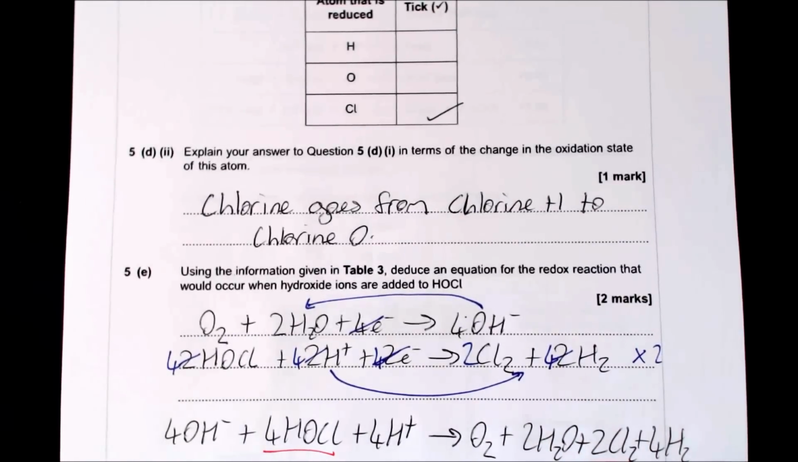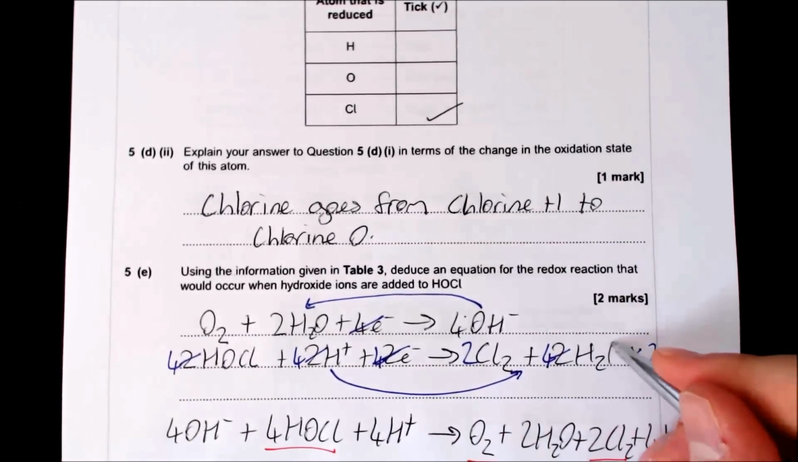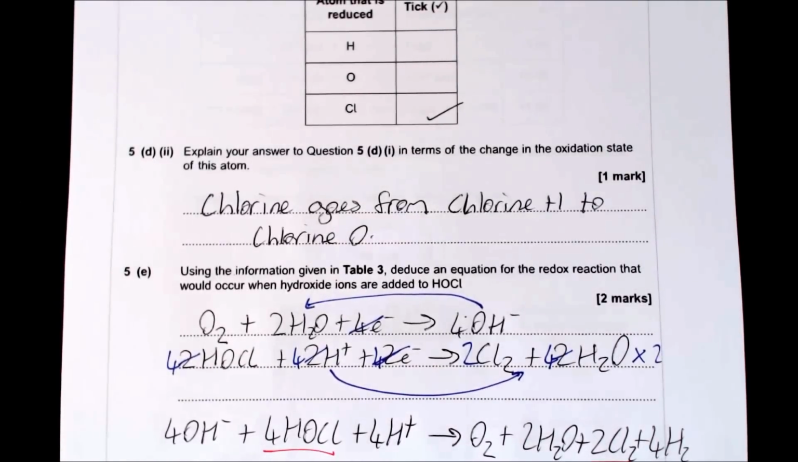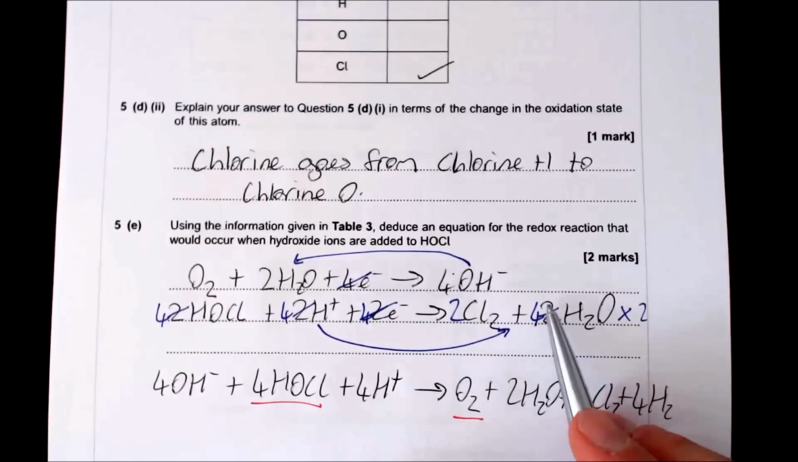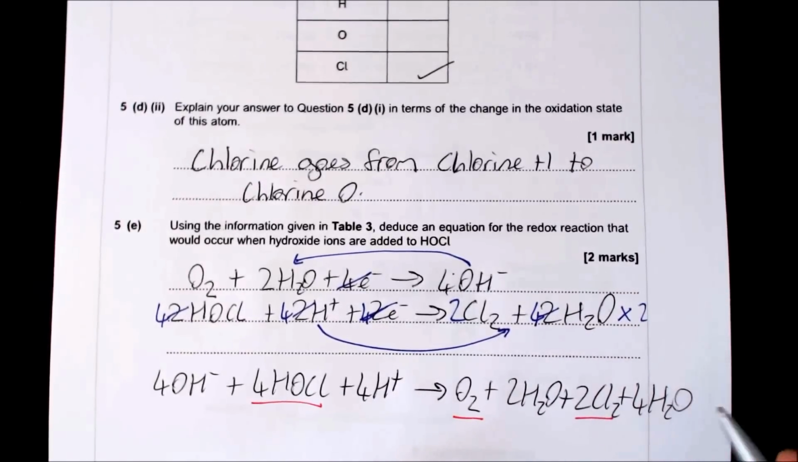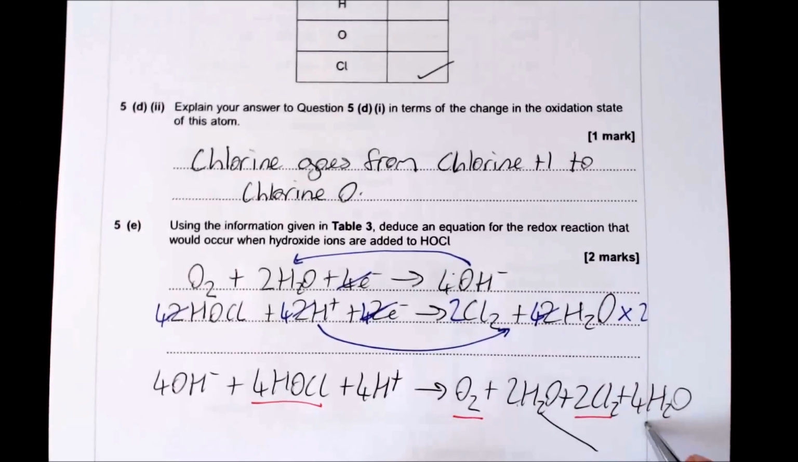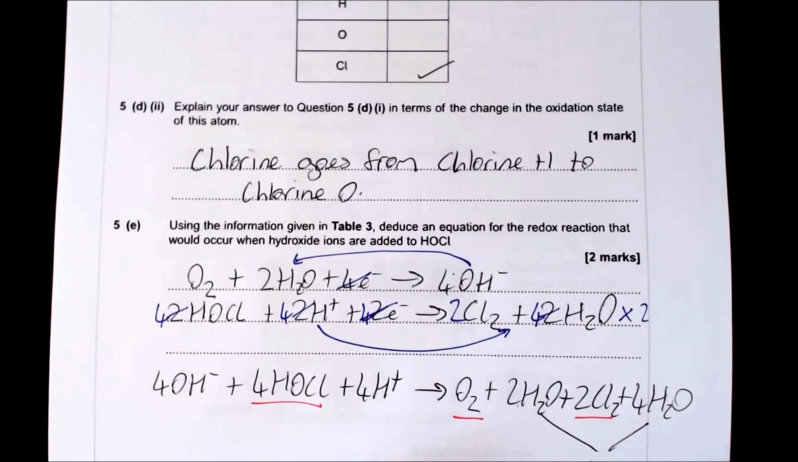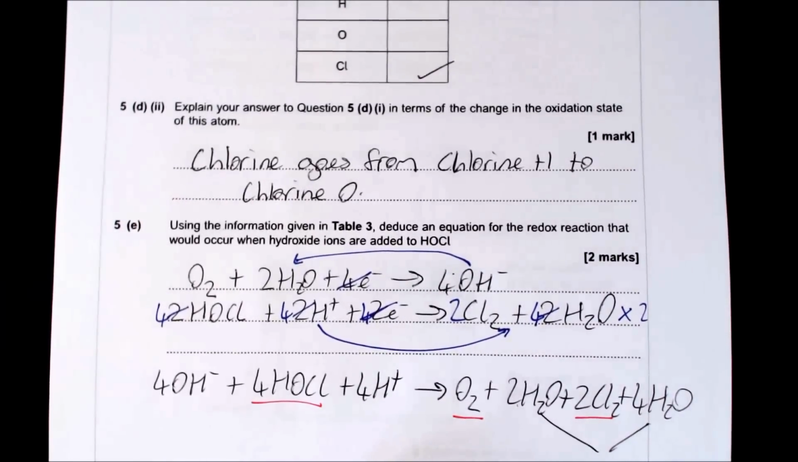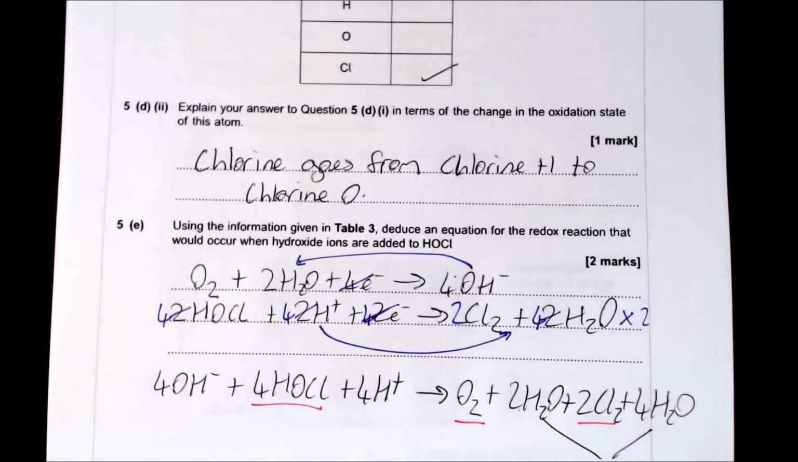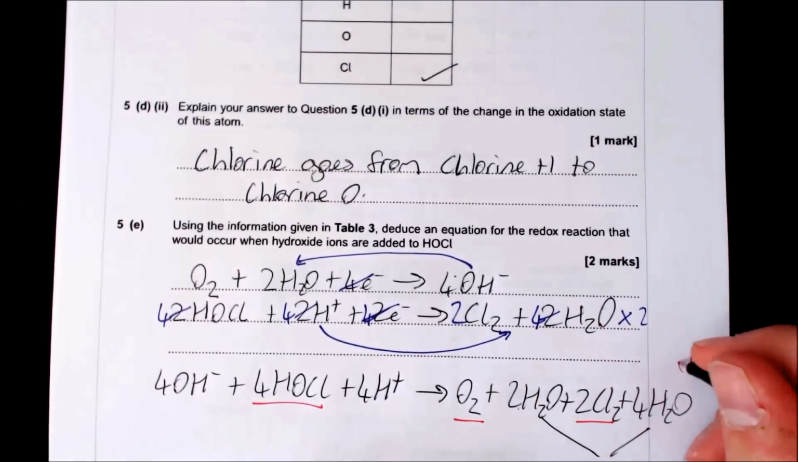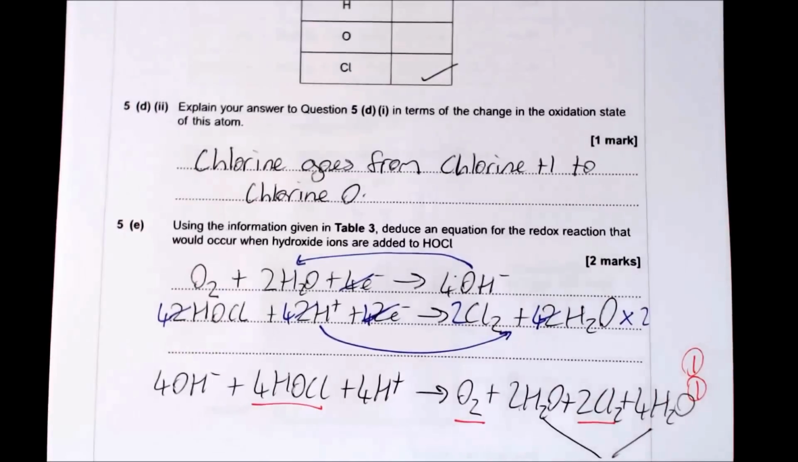Yes, this one should be H2O. There you go. Okay, so you can see we've got 4 H2O there. So that's 2 and 4, so they would combine to give 6 H2O. Okay, so what we've got is this equation here, and that gets us the 2 marks. So that's 1 and that's 2 there.